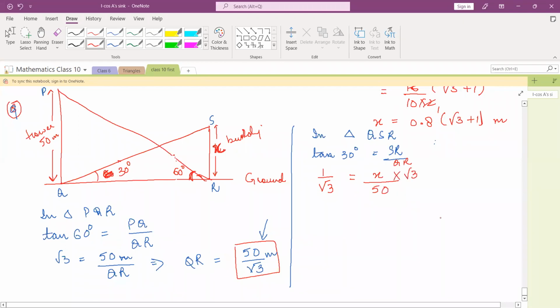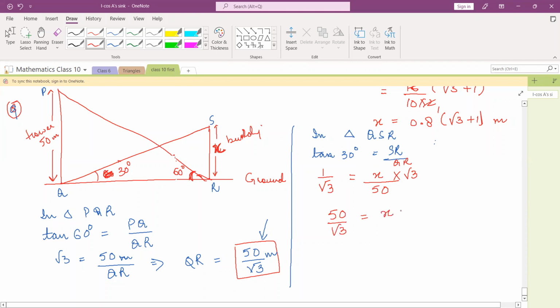You just take the reciprocal. You can write here itself, you can take reciprocal if it is a fraction. So it is in the denominator, so write it inverse, like 50 root 3 in the numerator. Now this 50 will go here. It will become 50 divided by under root 3.